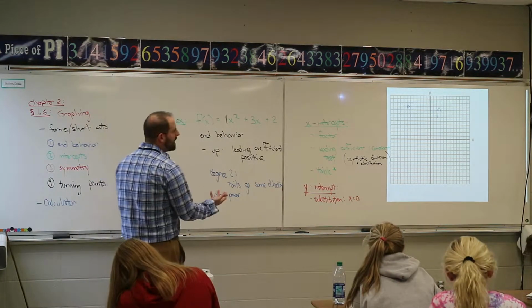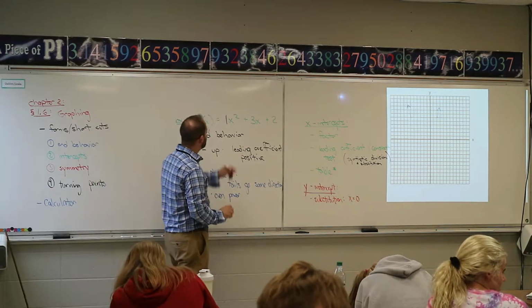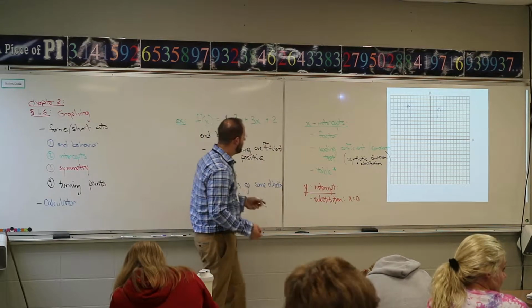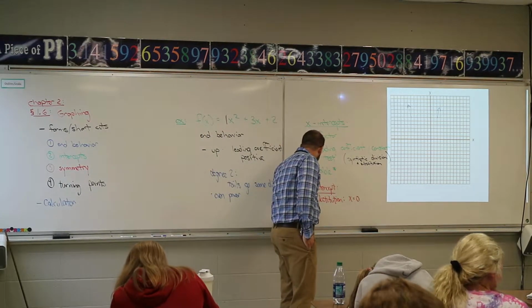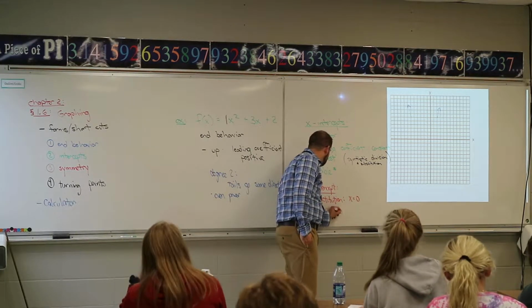In fact, we could do that right now. Just figure out where this thing's going. So if I plug in a bunch of zeros into all my x's, what's my y-intercept? 2. So if I plug in zeros for all my x's, it's going to be 0 squared plus 3 times 0 plus 2.